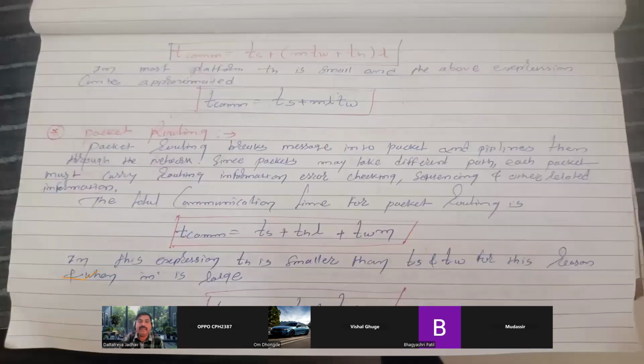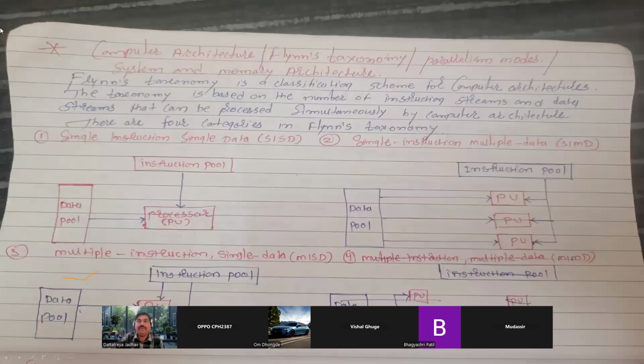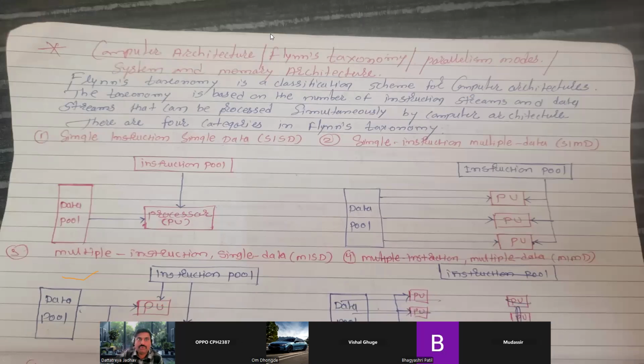That concept will be clarified. Rather than going with that, there are some types related to executing parallel instructions. In computer architecture, this is the most important question, and 101% they ask about it. In most papers it is a repeated question. Flynn's taxonomy, then parallelism model, system and memory architecture. The question will be asked about any of computer architecture, Flynn's taxonomy, parallel model, system and memory architecture.